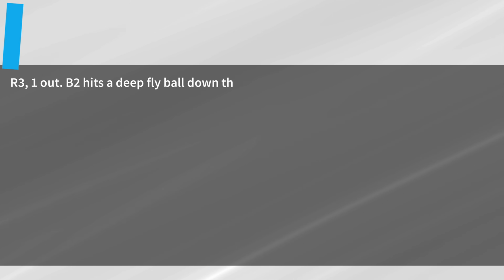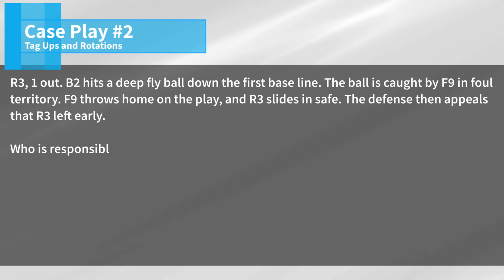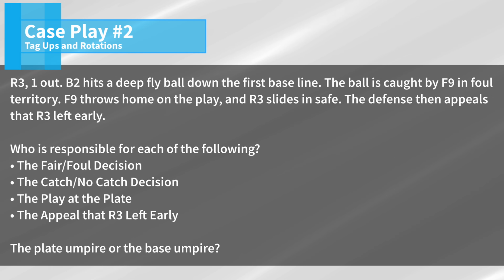Case play number 2. R3, 1 out. B2 hits a deep fly ball down the first base line. The ball is caught by F9 in foul territory. F9 throws home on the play and R3 slides in safe. The defense then appeals that R3 left early. Who is responsible for each of the following? The fair foul decision, the catch no catch decision, the play at the plate, the appeal that R3 left early.